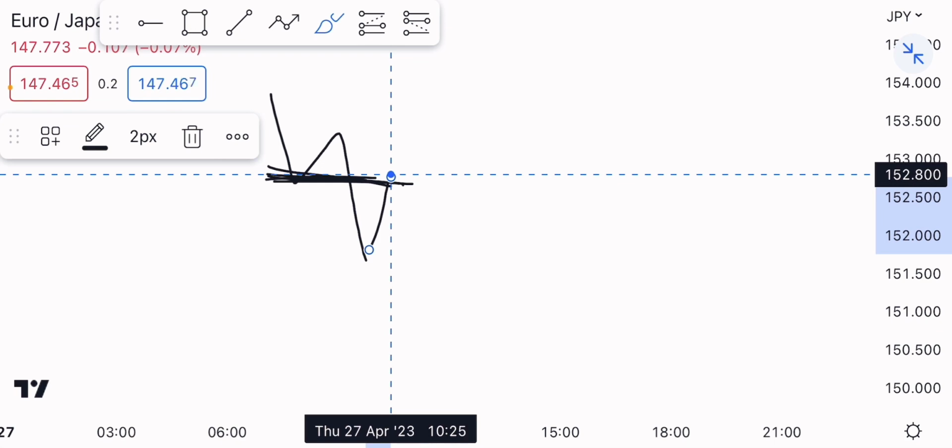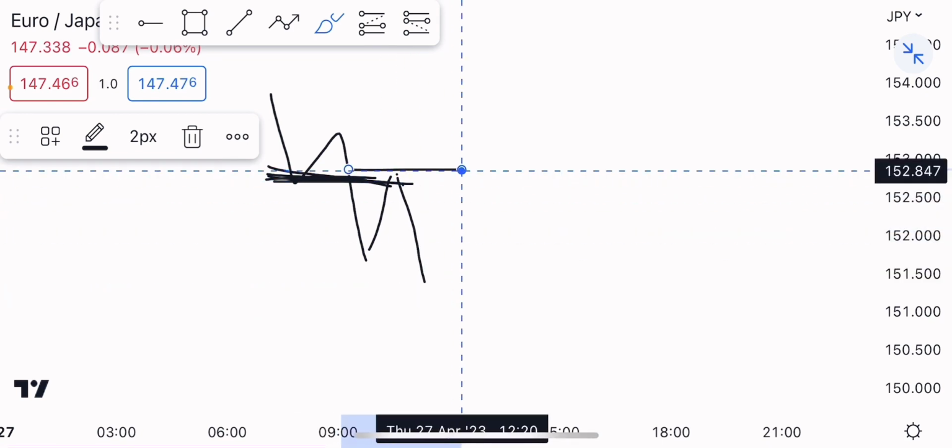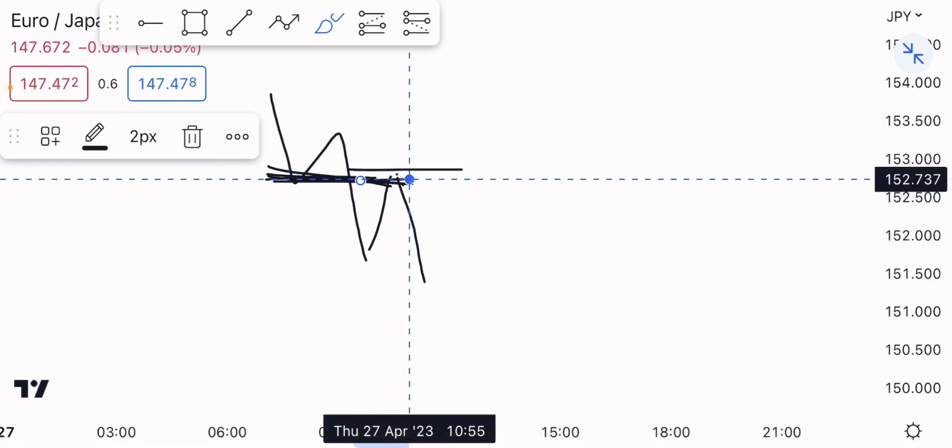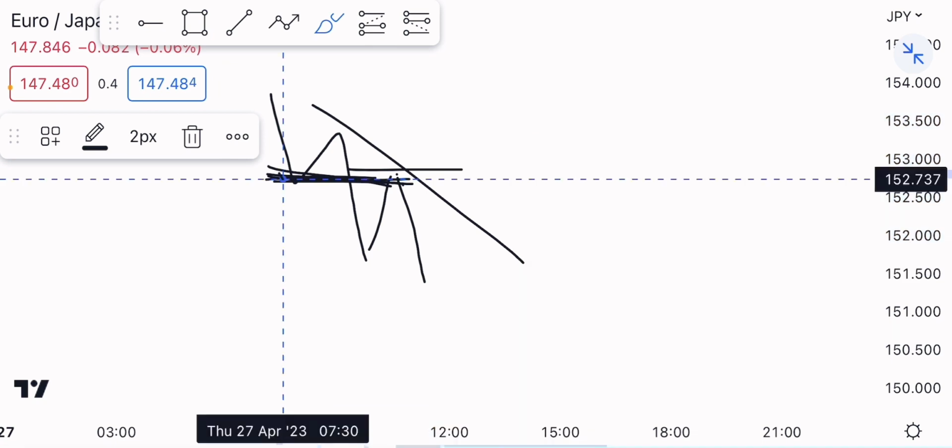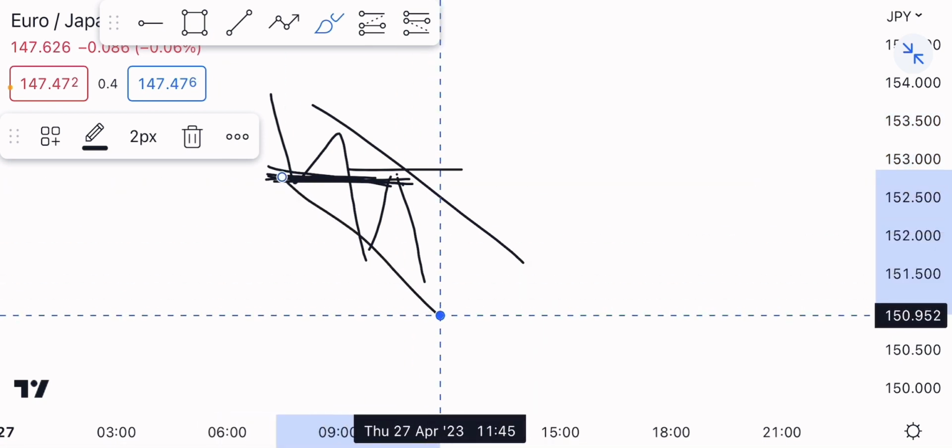So right now we had a breakout of this level, then the market came back to give a retest, a continuation to the downside. This is a typical example of a break and retest when the market is pushing to the downside, when we are trading in a downward channel or a downward trend.